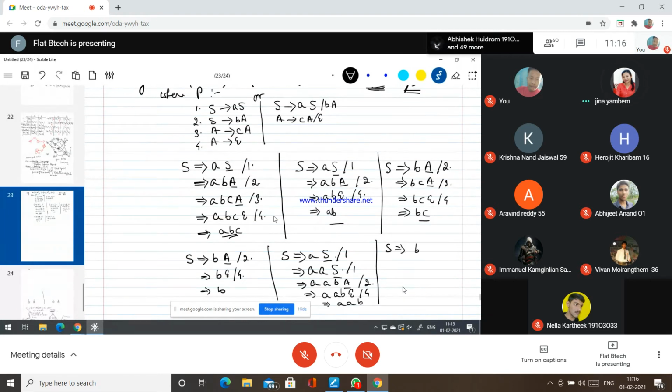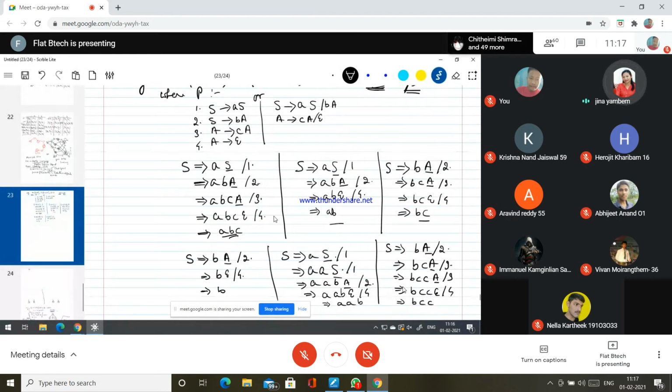S derives B, A, production rule number 2, and then B derives C, A, production rule number 3, B, C, C, A, again production rule number 3. Then B, C, C, epsilon, production 4, implies that BCC.